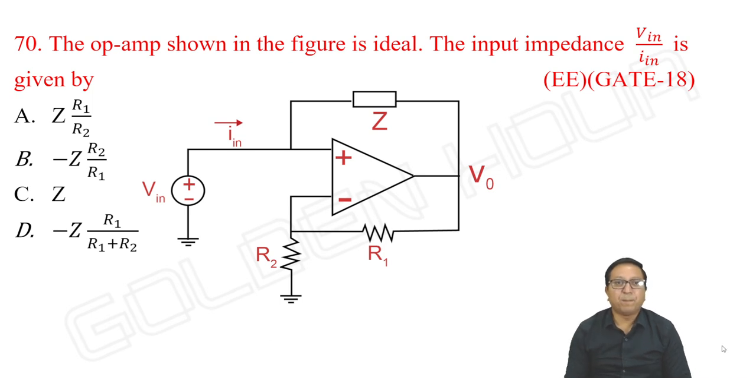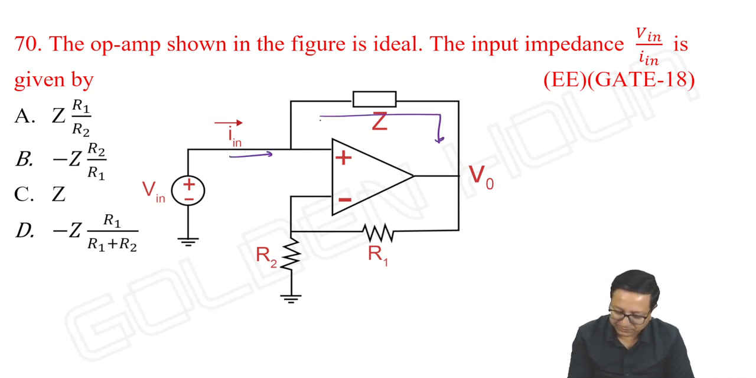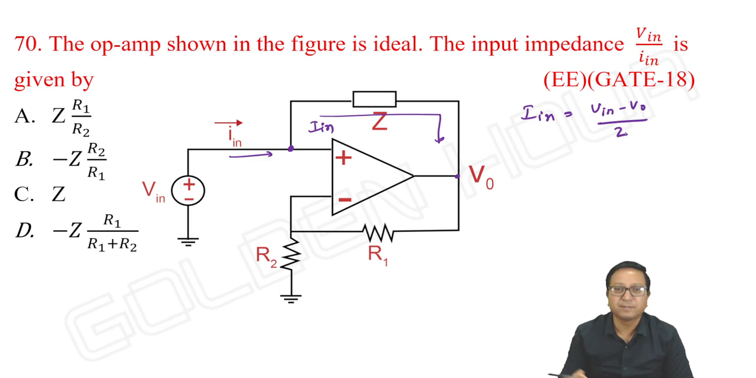See this. An op-amp shown in the figure is ideal. The input impedance Vi by Ii is given by. Okay. See, whatever Ii is coming like this, the entire Ii has to go this way only. Then what about I input? It is V input minus V output by Z. But we should find V output like what we did in the last part 1 problem. So how to write V output?